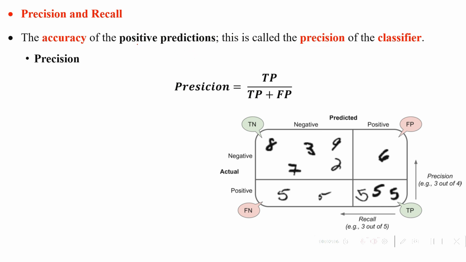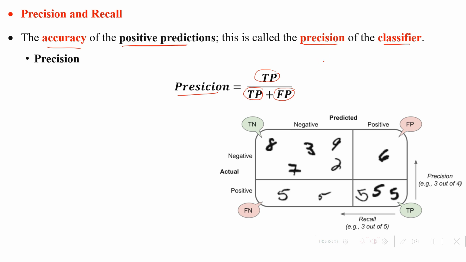Now, precision and recall. The accuracy of the positive predictions is called the precision of the classifier. What is the meaning of precision? The accuracy of the positive predictions. Precision is equal to true positive divided by true positive plus false positive.